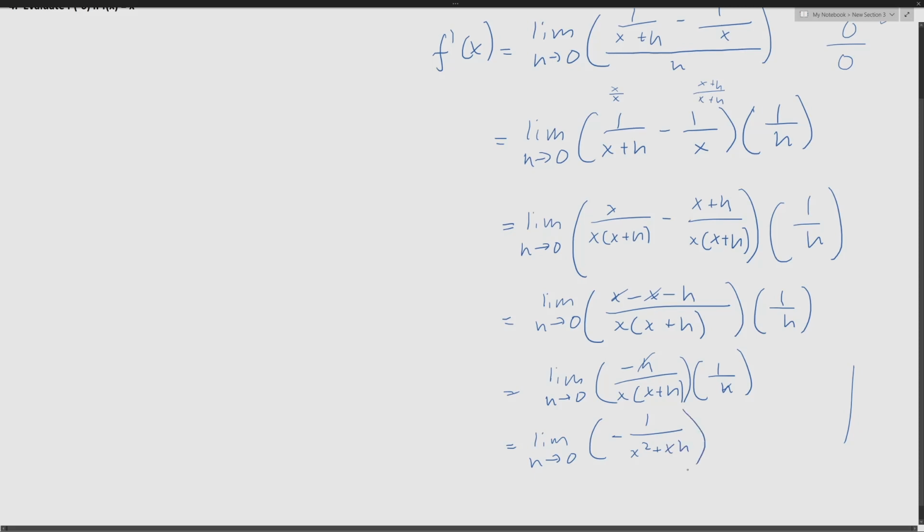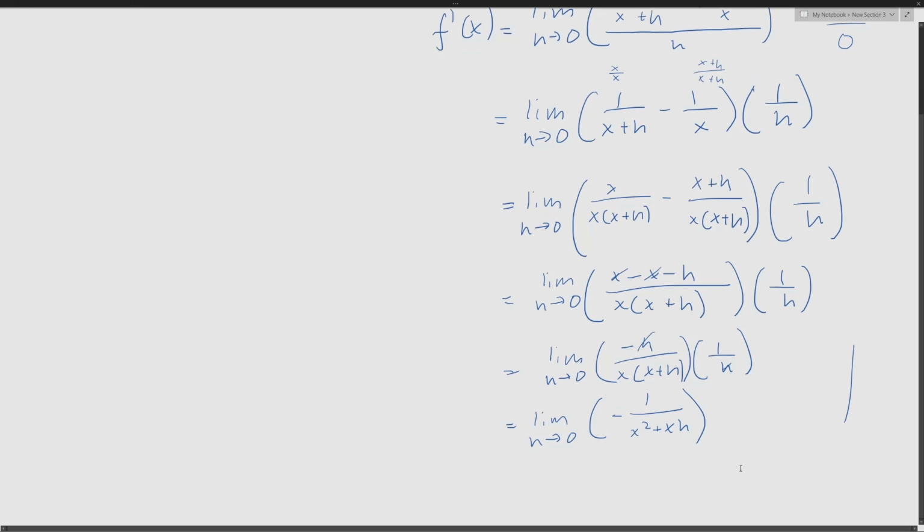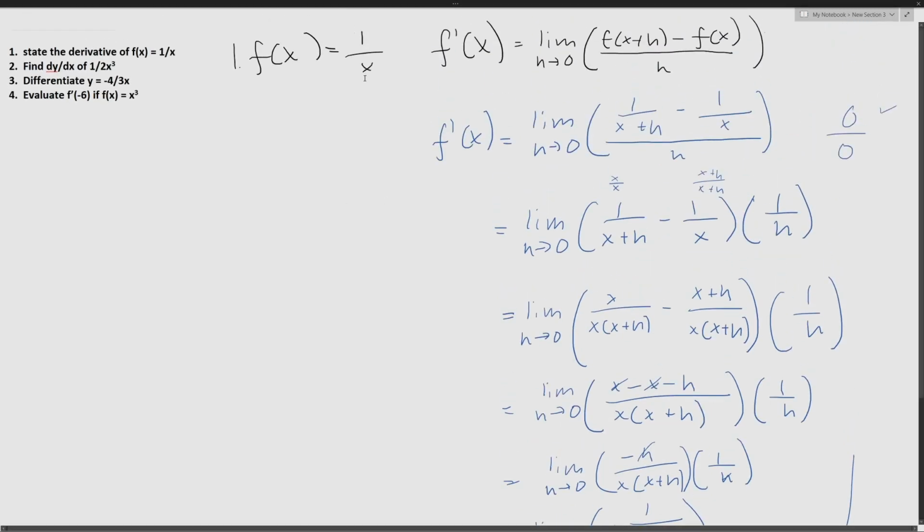We know that now if we substitute h equals 0, we won't get 0 over 0 because we actually have x squared here. We actually get that our answer is negative 1 over x squared. So now we found out that the derivative of 1 over x is equal to negative 1 over x squared. So that is our final answer.